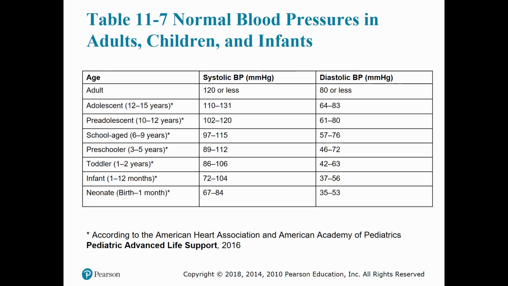Table 11-7 goes over some various blood pressures that you will see in adults, infants, and children. Blood pressures vary widely for different patients. A normal systolic blood pressure in an adult is less than 120 millimeters of mercury. A normal diastolic is less than 80. However, you want to take the patient's medical history into consideration when assessing this, because for some patients with hypertension, an elevated blood pressure may be normal for them.